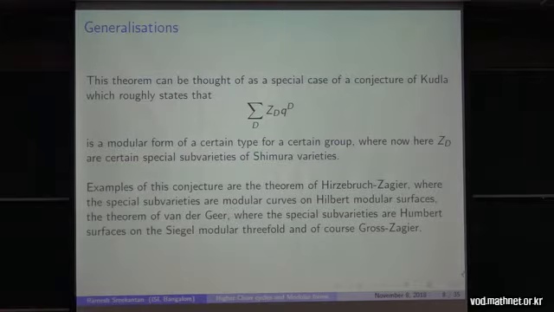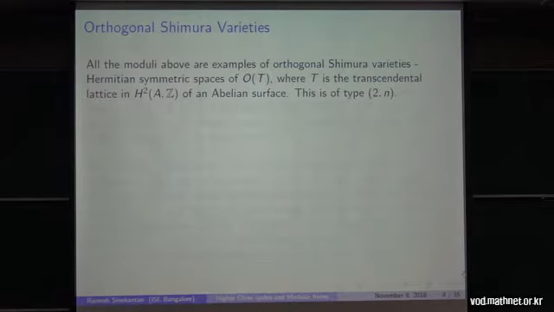Yeah? No. These are all orthogonal Shimura varieties. So all these are orthogonal. Yeah, in fact, I was just about to say that in the next slide, I think. So all the moduli above are examples of what are called orthogonal Shimura varieties.